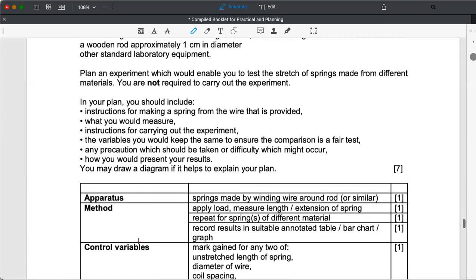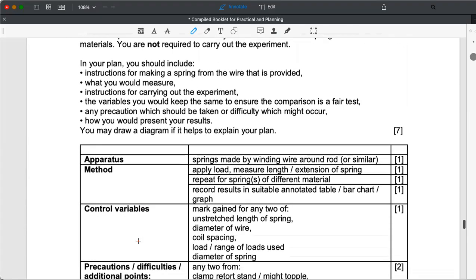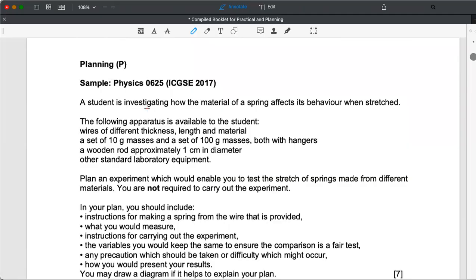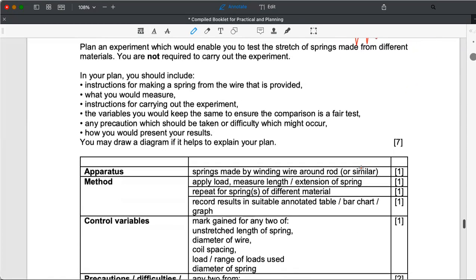Now, the marking points. These are not in complete sentences, but these are the points that we look out for. For example, you must mention how the spring is made. Very briefly, just say that you wind the wire around the rod, because they give you a rod, right? So how do you make it into a spring? This is the rod, so you can say you wind the wire around the rod to make it into a coiled-up spring.